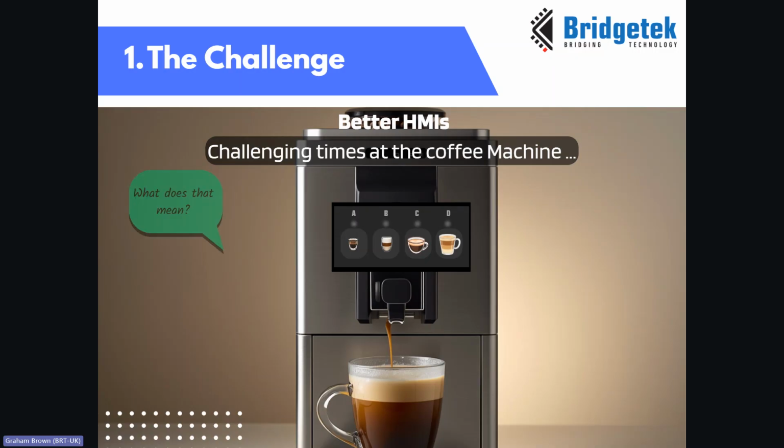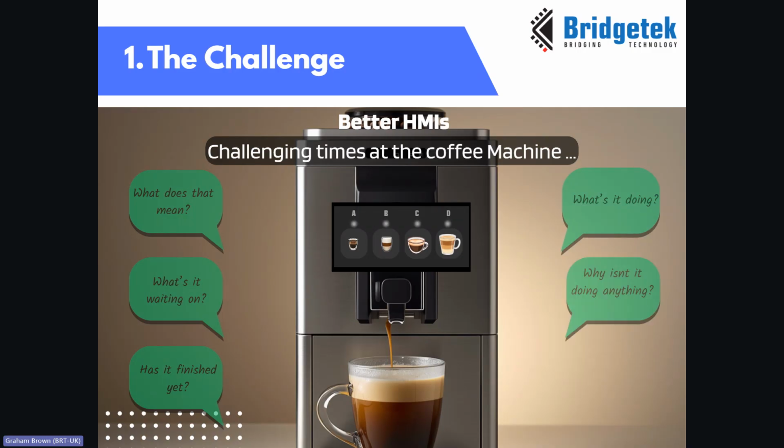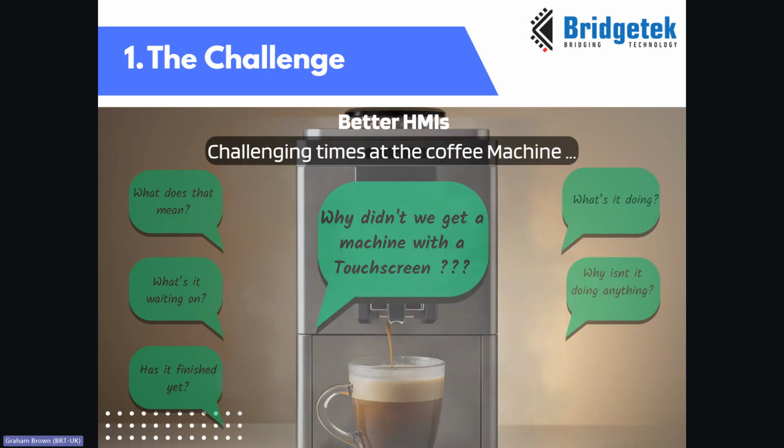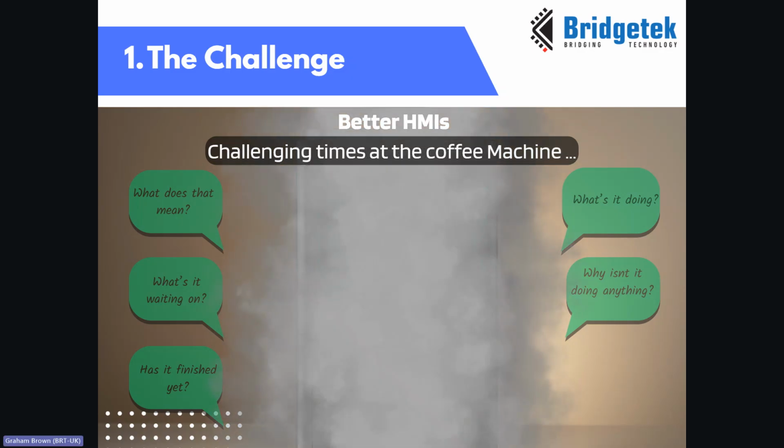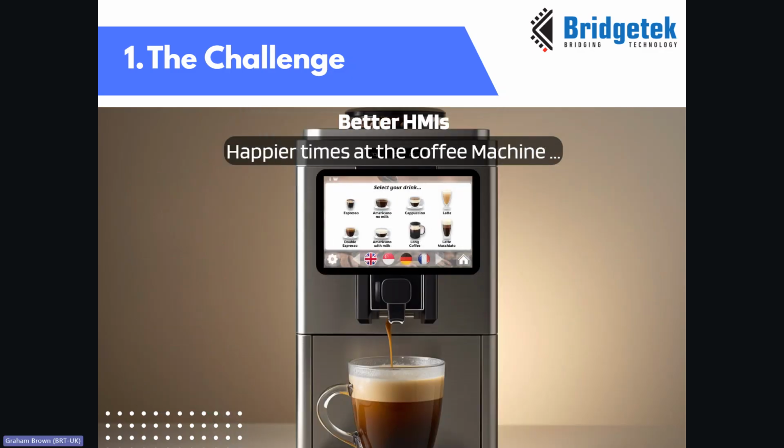We often see people using machines with questions like, what does that mean? What's it waiting on? Has it finished yet? What's it doing? Why isn't it doing anything? And more importantly, why didn't we get one with a touchscreen? And if we had, we would have a nice user interface where we can easily select the type of coffee we want, and we could tell the level of water and coffee beans, and we could start the cleaning cycle, and if it stops for some reason, we could determine what it's waiting on.